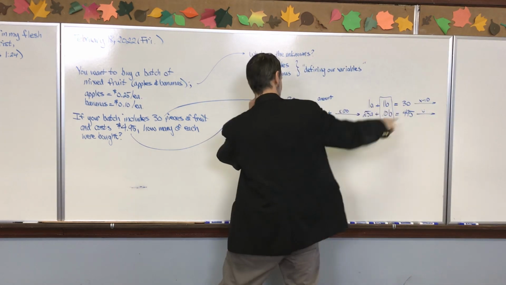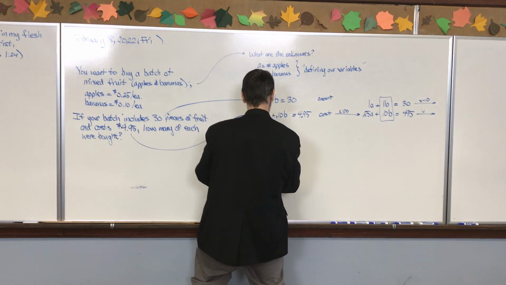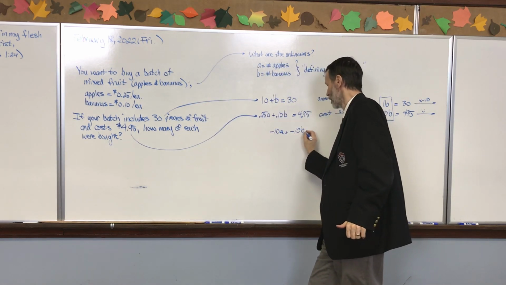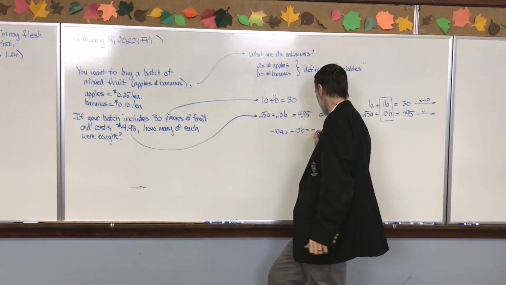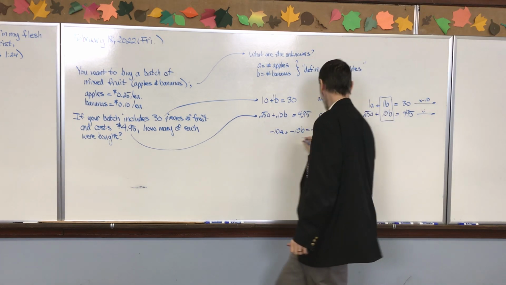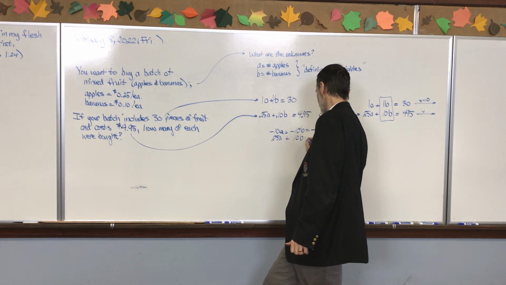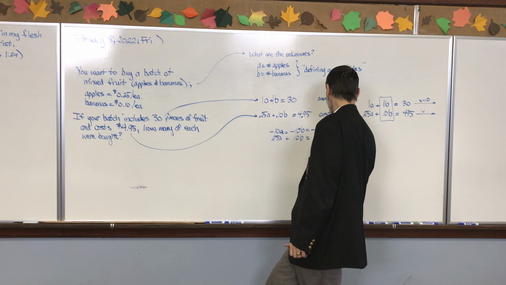Jenny, can you give me the top multiplied by -10? Negative 10A plus negative 10B equals negative 300. Good. And then the one on the bottom is 25A plus 10B equals 495.